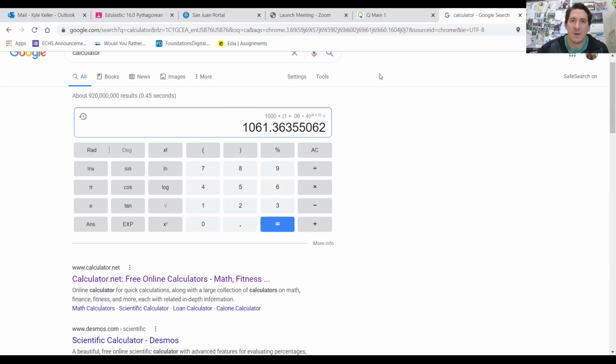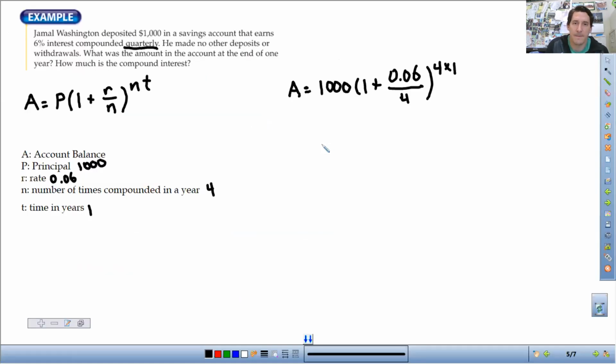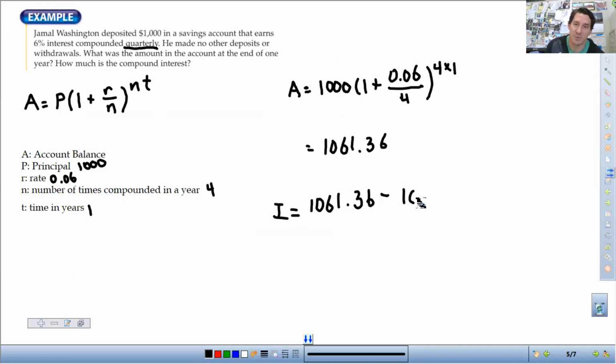$1,061.36. So let's go back to our slide. $1,061.36. The second part of this, how much is the compound interest? So to calculate the compound interest, it is just how much more you have than the principal investment. If you just subtract the principal from it, that difference gives you the amount of compound interest you earn, $61.36.